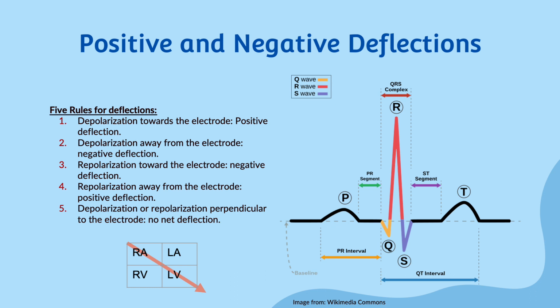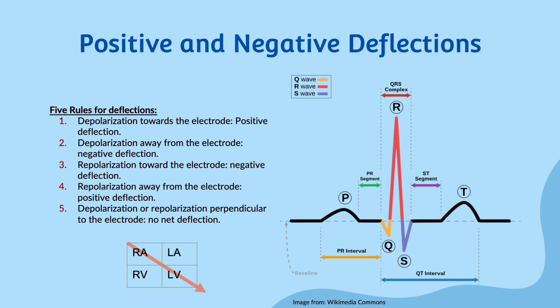The rules for deflections are as follows. Rule number 1, depolarization that is occurring towards a positive electrode results in a positive deflection. Rule number 2, depolarization away from a positive electrode creates a negative deflection. Rule number 3, repolarization towards the positive electrode creates a negative deflection. And rule number 4, repolarization away from a positive electrode creates a positive deflection.